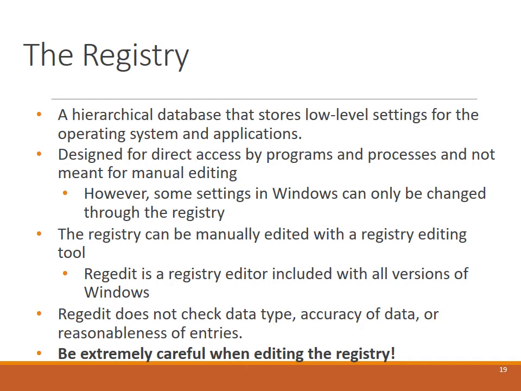Okay, let's talk about the registry. The registry is a hierarchical database that stores low-level settings for the operating system and applications. We're going to take a look at what the hierarchy looks like here in a few minutes. It's designed for direct access by programs and processes, and it's not really meant for manual editing, but some Windows settings can only be changed through the registry. So it's, again, not meant to be manually edited, but sometimes you have to.